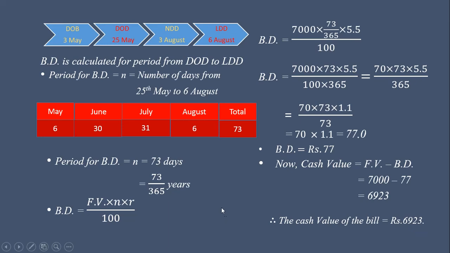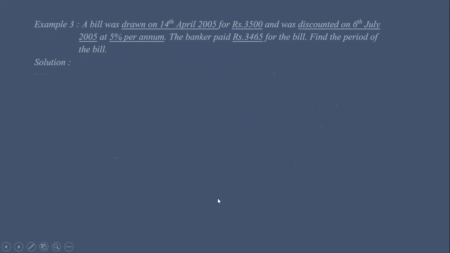Now in this example, the date of discounting was given and we calculated the period from the date of discounting to the legal due date. Then we found the banker's discount and then the cash value. Let us see one more example.